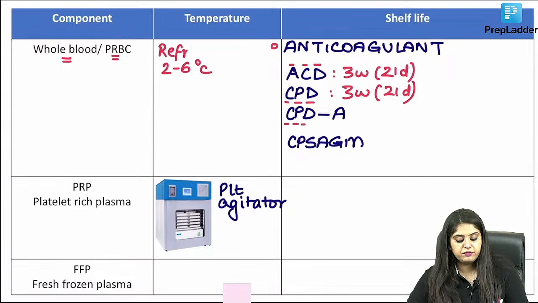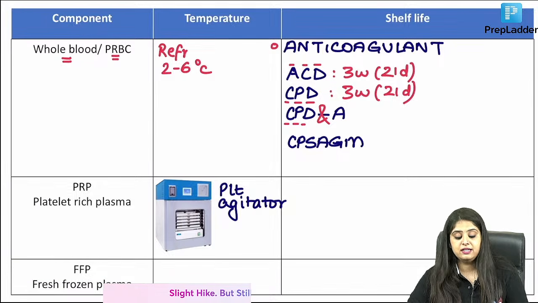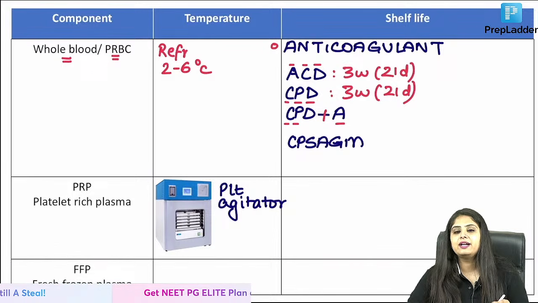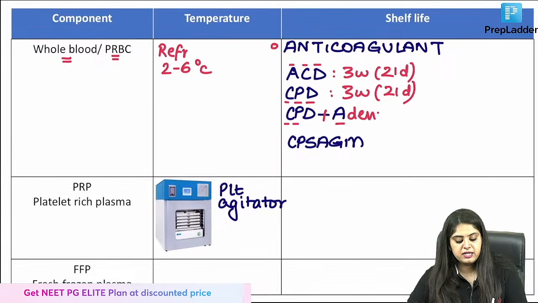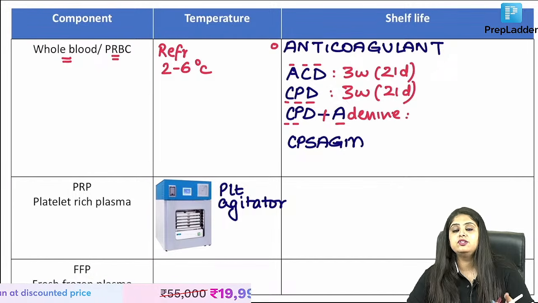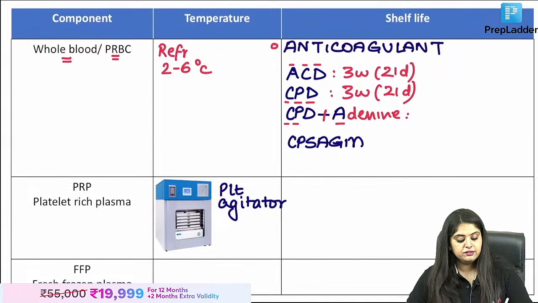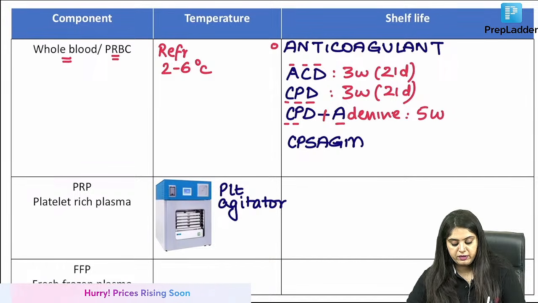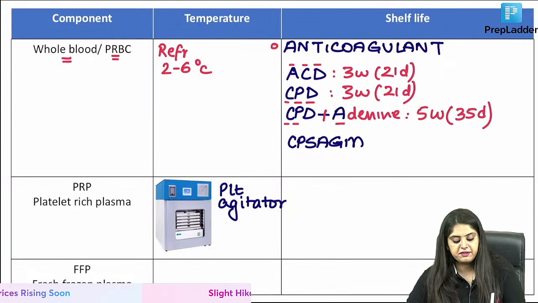To citrate phosphate dextrose, I am now adding an adenine. Why did I add adenine? Because with adenine, ma'am, we must be getting that ATP, ADP, energy, and shelf life will increase. So C, P, D and A, I have counted 5 characters. So now it becomes 5 weeks, that is 35 days.